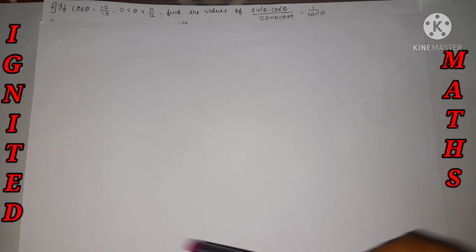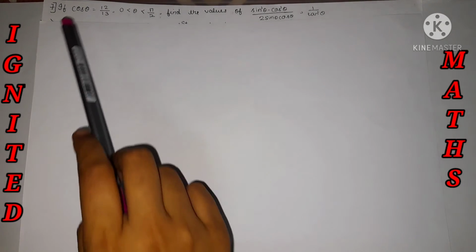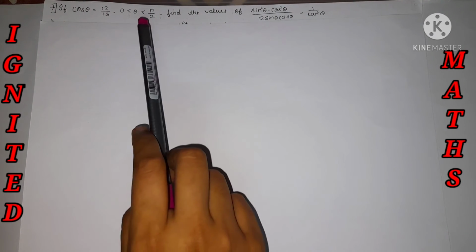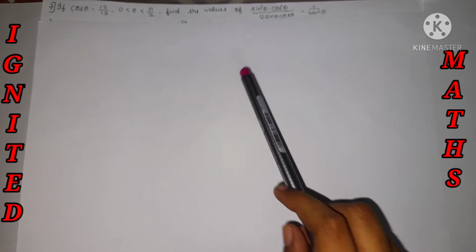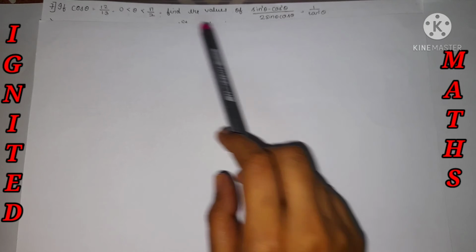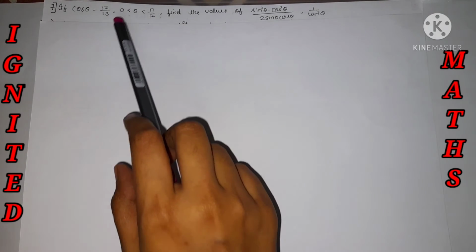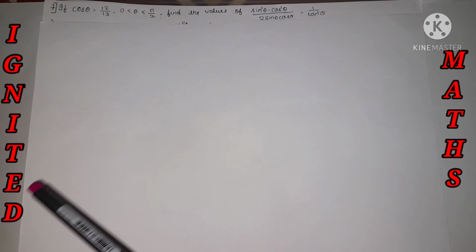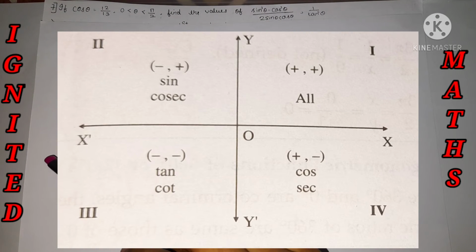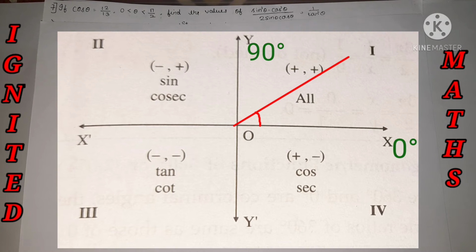The next question is given as: if cos theta is equal to 12/13 and theta lies between 0 to pi by 2, we need to find the values of the trigonometric functions. So the cos theta value is given, and theta is lying between 0 to pi by 2. If we convert into degrees, then theta lies between 0 to 90 degrees. So theta will be lying in the first quadrant. In the first quadrant, all the trigonometric functions are positive.